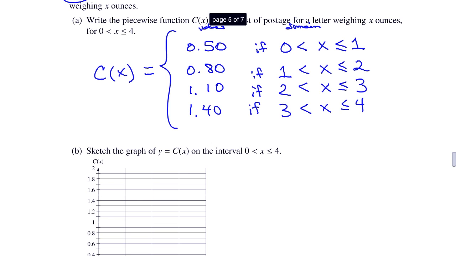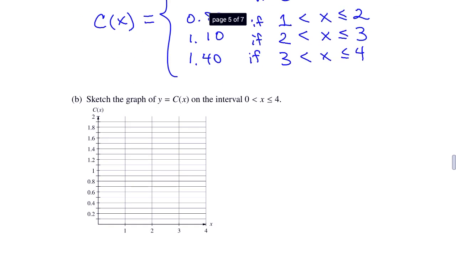Now let's use those values to graph the piecewise graph of C on this graph here. So it starts at 50 cents, and it's open at 0, and it goes over, and it's a horizontal line, and it does include 1. So notice that we have an open circle on the left and a closed circle on the right. And then same thing here, 80 cents, open on the left, closed on the right, $1.10, and then $1.40.